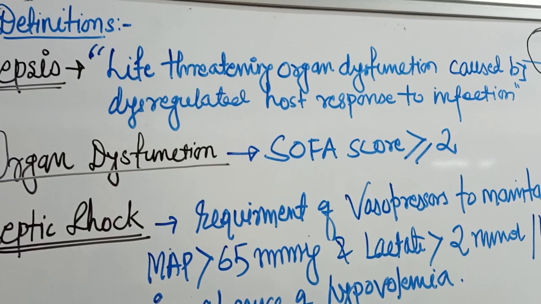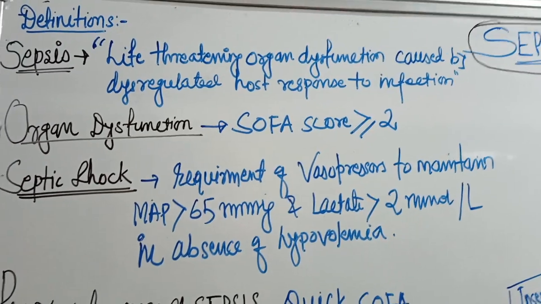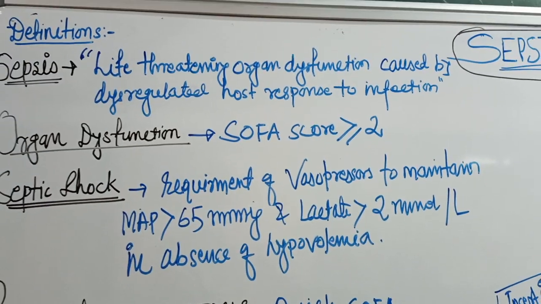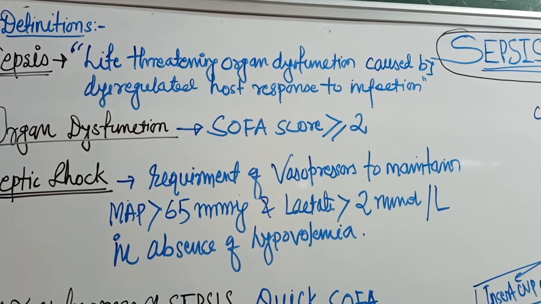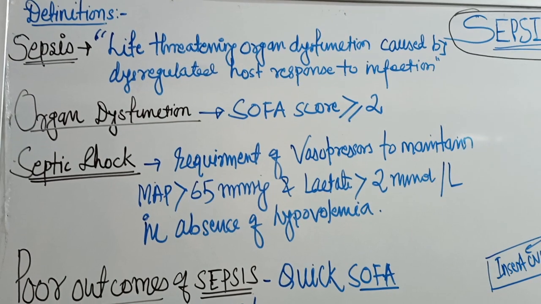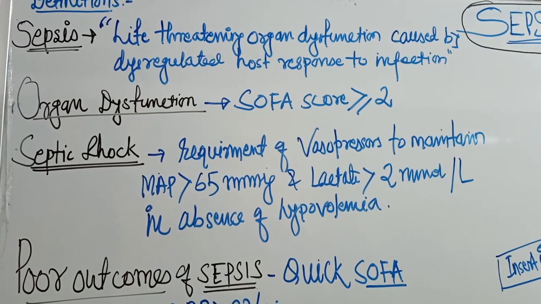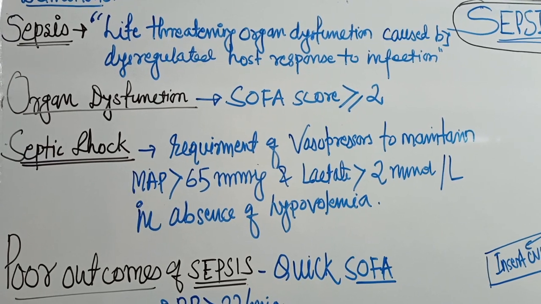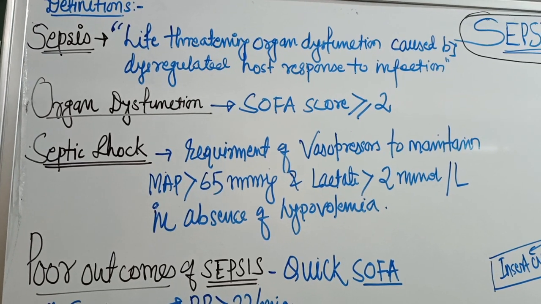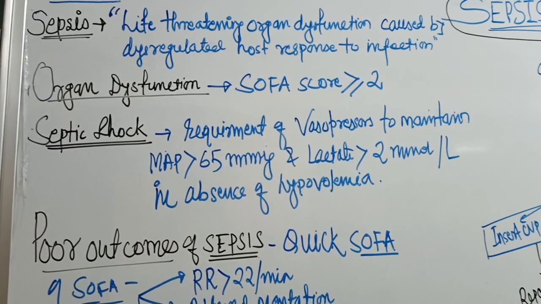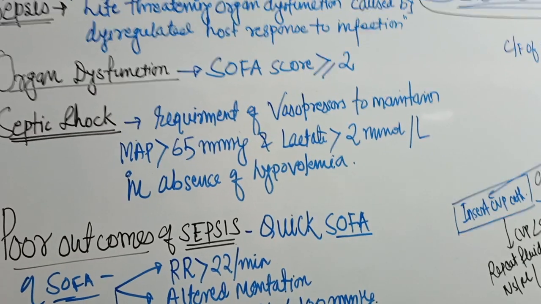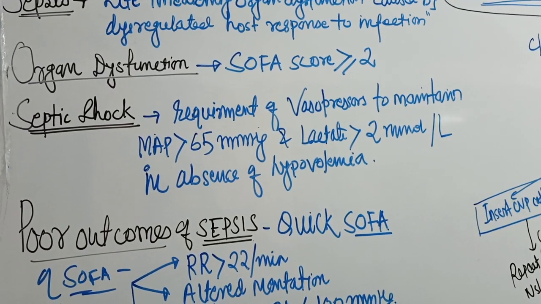Sepsis is nothing but life-threatening organ dysfunction caused by a dysregulated host response to an infection. So sepsis is life-threatening organ dysfunction caused by a dysregulated host response to an infection. So what is organ dysfunction? Organ dysfunction is nothing but SOFA score more than or equal to 2.